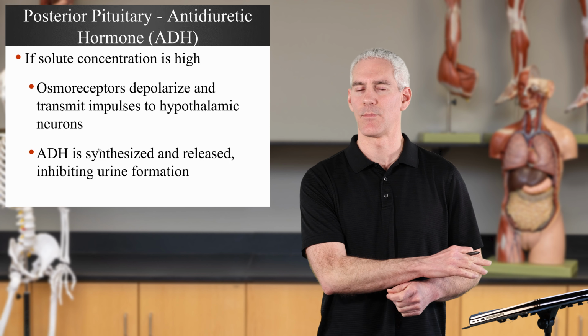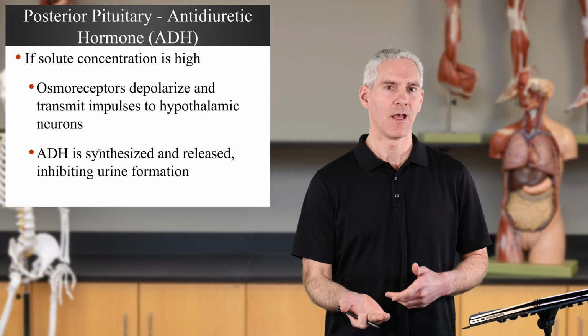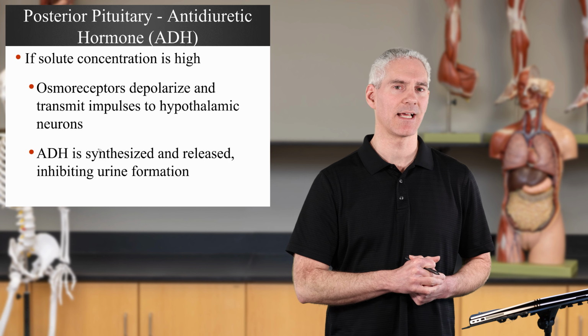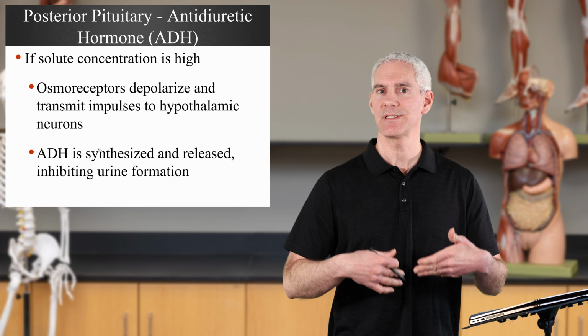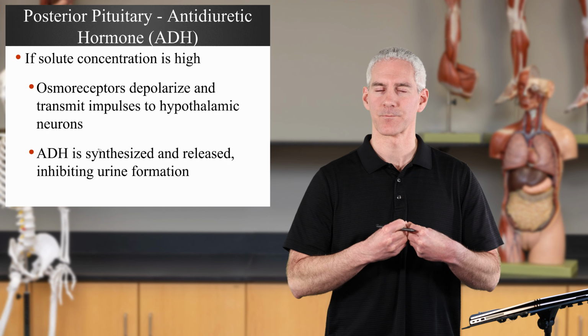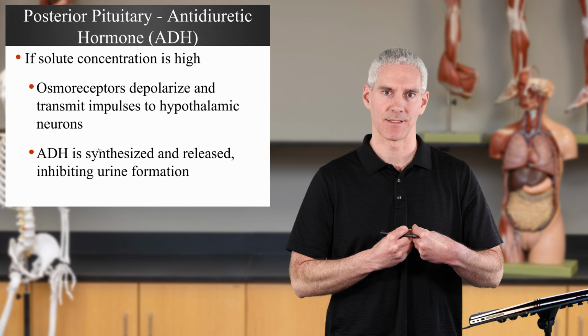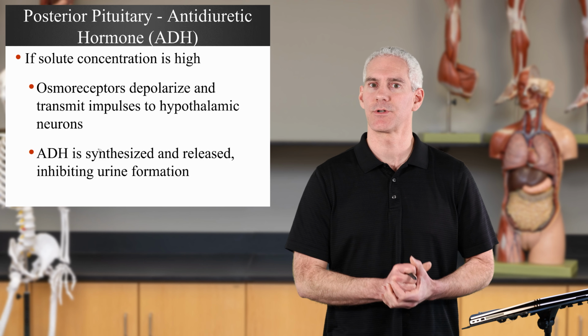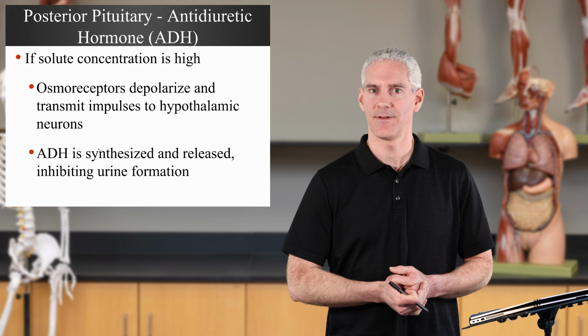Now, we'll get into all this a lot more in the urinary chapter, but for now, know that antidiuretic hormone, if produced and released, helps to conserve water, keep fluid in the body, therefore creating more concentrated urine and not letting fluid leave as easily.